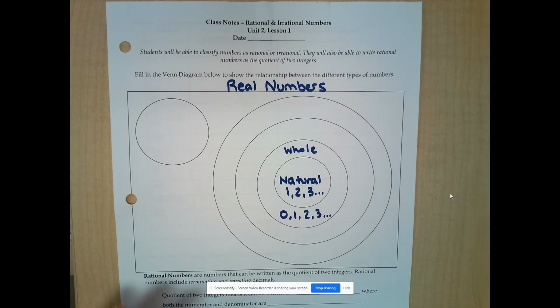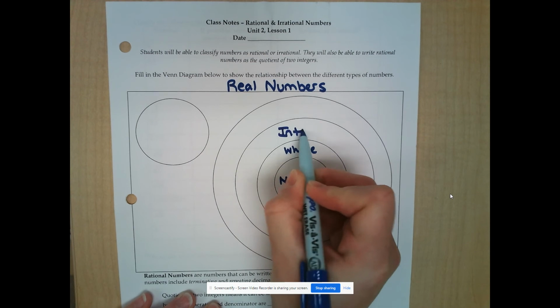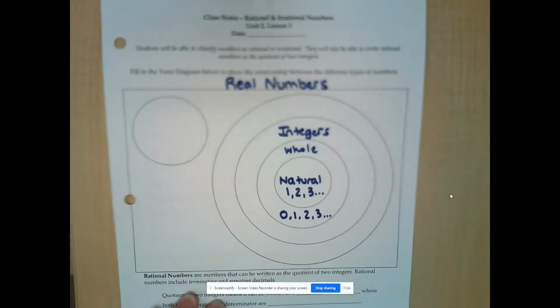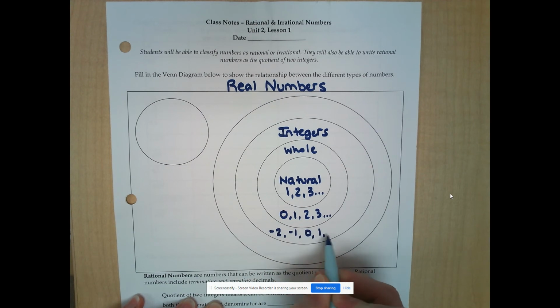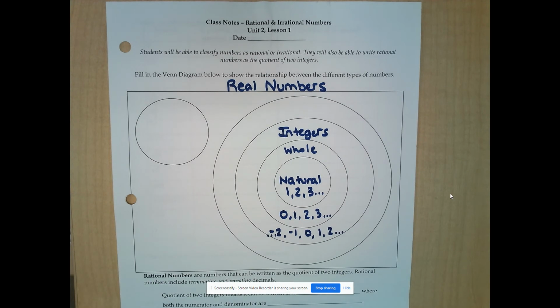The next one that we have is integers, and we spend a lot of time talking about integers in 7th and 8th grade math. Integers include negative numbers. So we can say -2, -1, 0, 1, 2. And you'll notice this time I'm going to put dots on both the left and the right because it continues going to smaller and smaller negative numbers, larger and larger positive numbers, still no decimals or fractions.